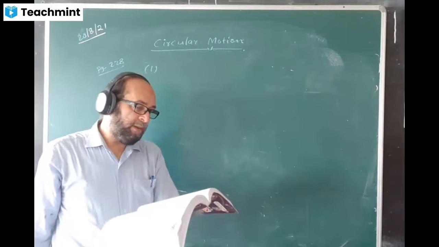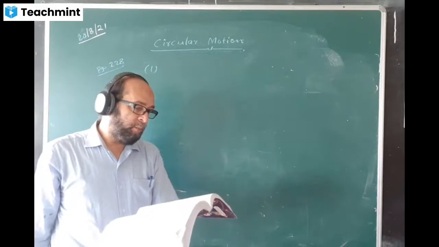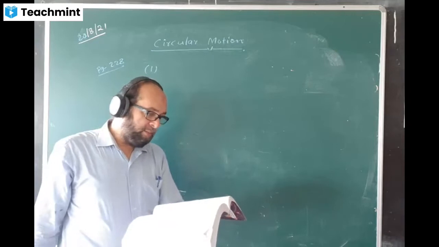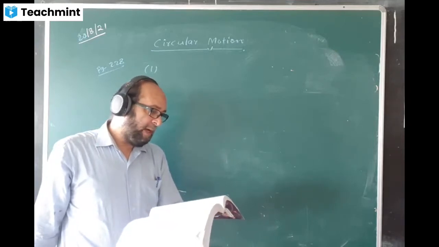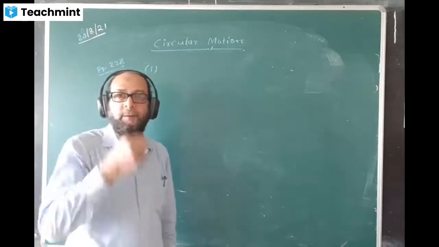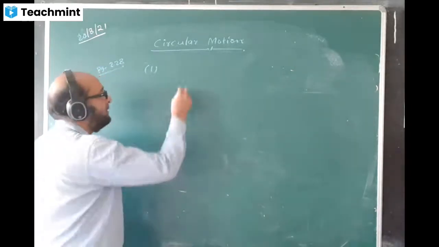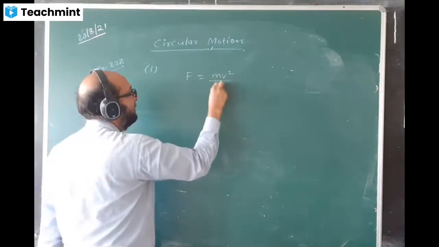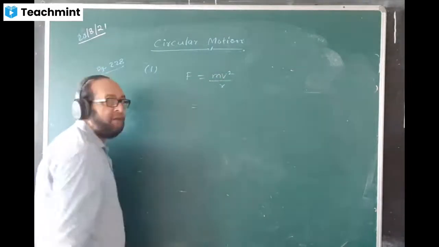What is the centripetal force needed to keep a 1.5 kg body moving in a circle of radius 1 meter at a speed of 2 meters per second? Centripetal force formula, we know direct formula is mv square by r. Now we find the answer.